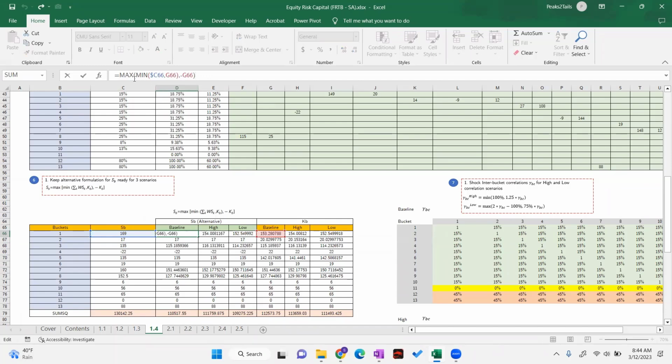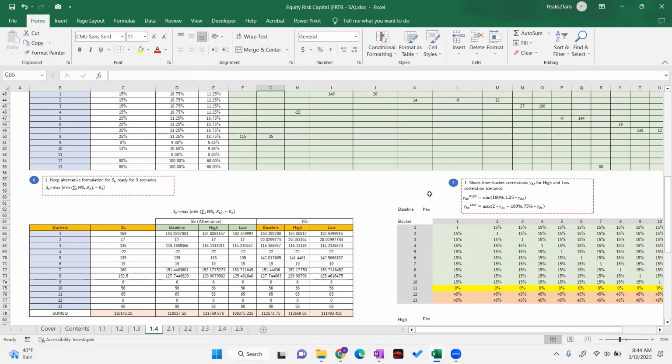See, max of, min of, this one is already sum of WSK, comma, KB. I'm talking about baseline, so using baseline KB in the formula, minus KB. Similarly, for high, this is the core component calculation, and then you are using high KB here. So you're getting the alternative SB value for the high correlation scenario. So keep these ready.